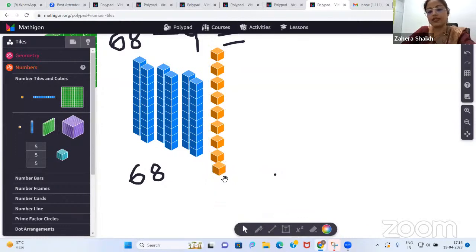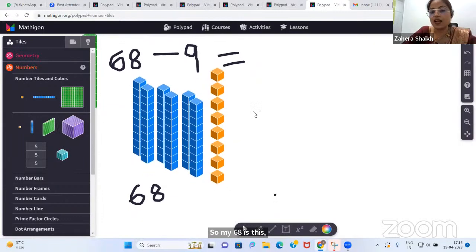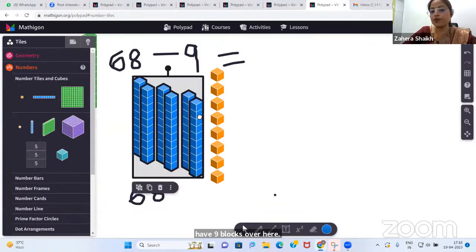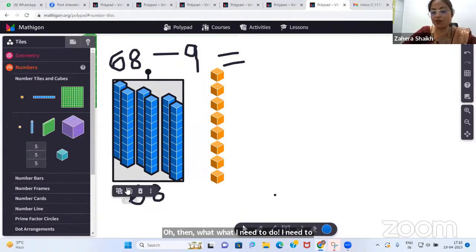So my 68 is this. Now I have to subtract 9, but I don't have 9 blocks over here. Then what do I need to do? I need to regroup one of these tens blocks.